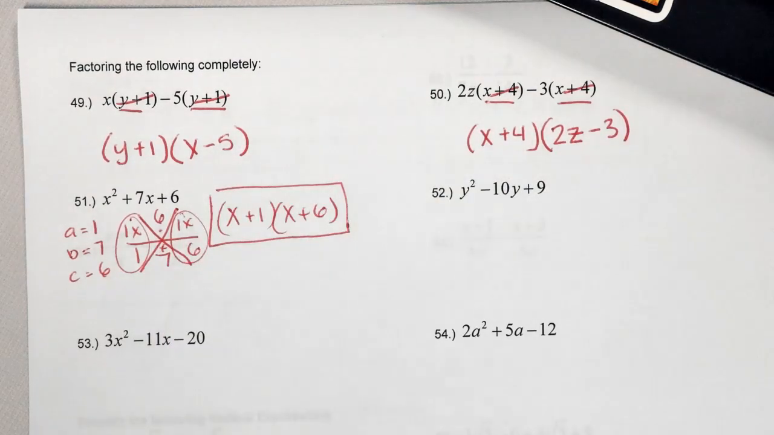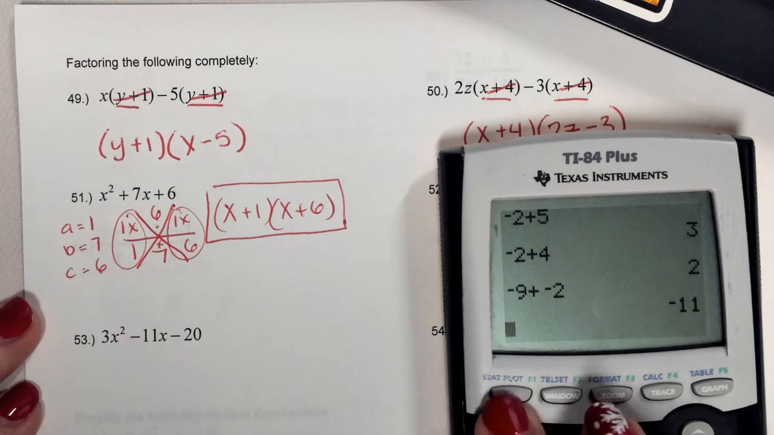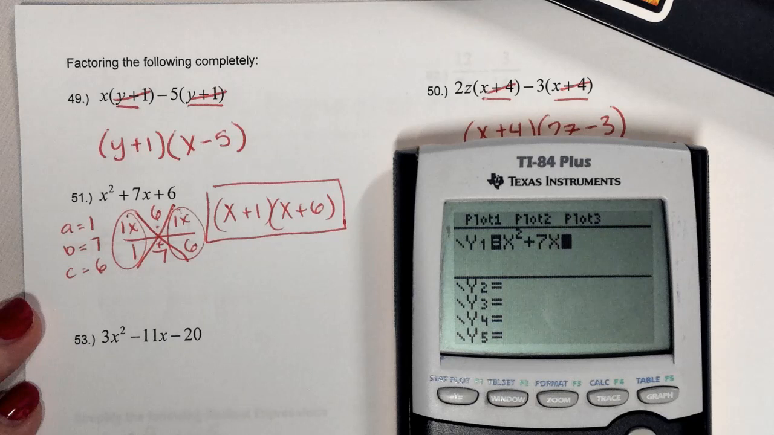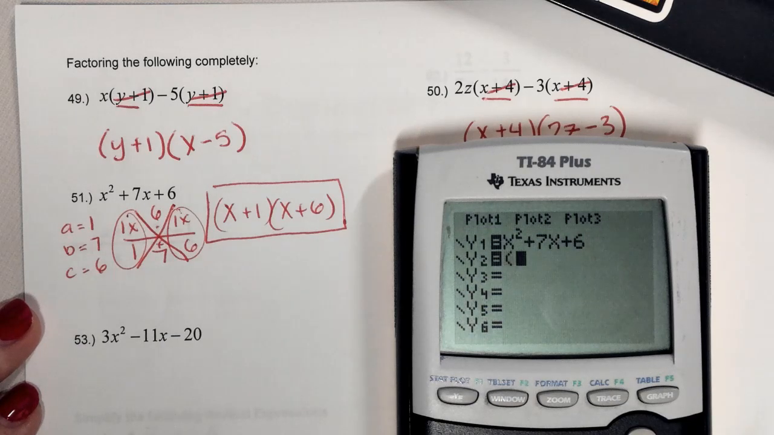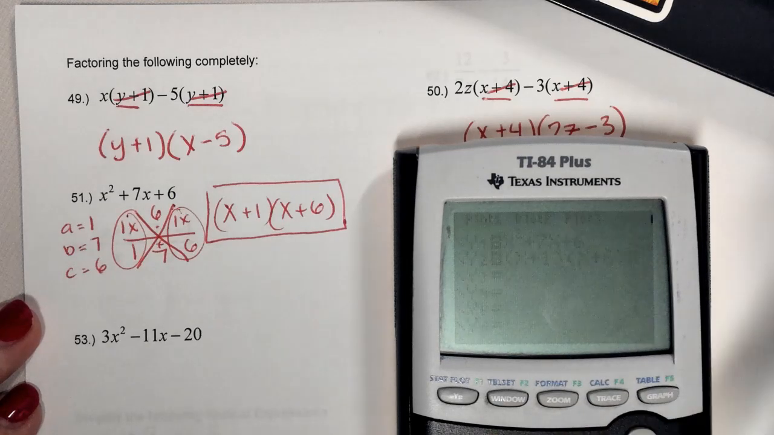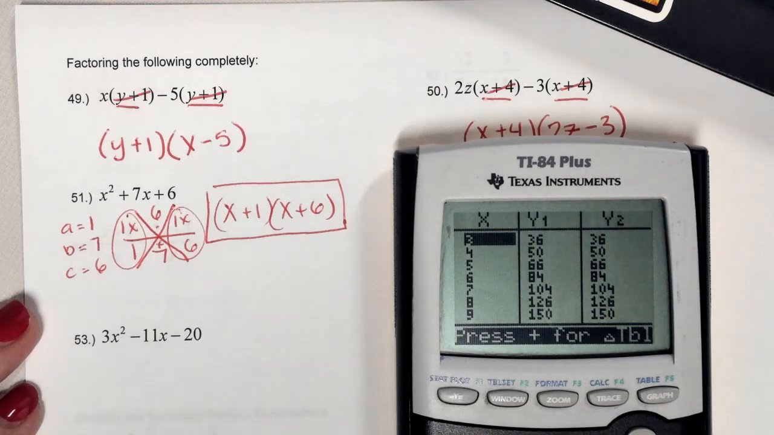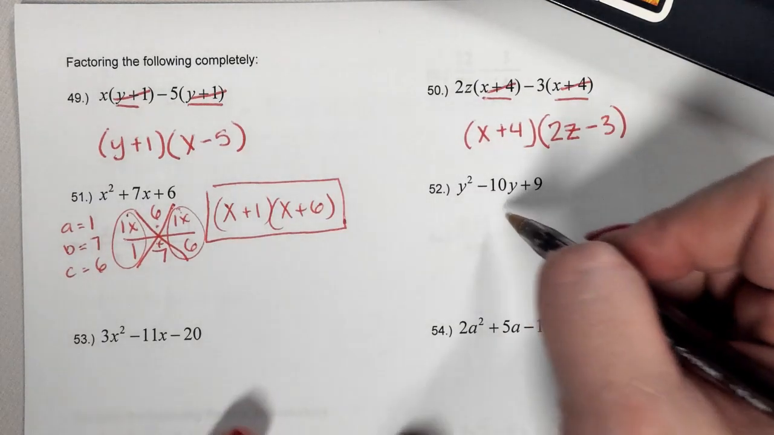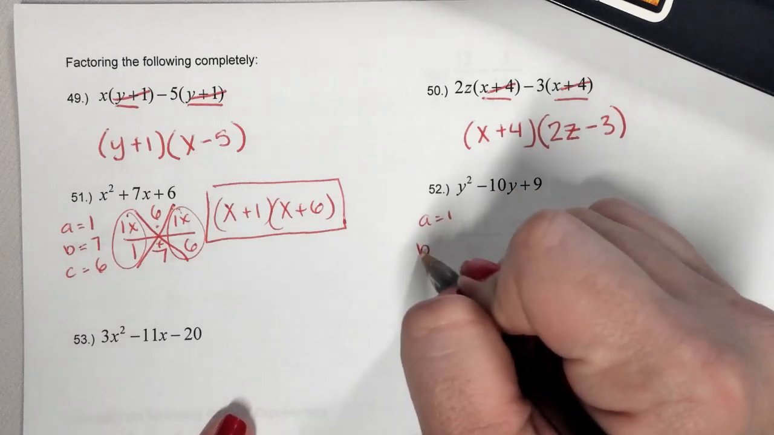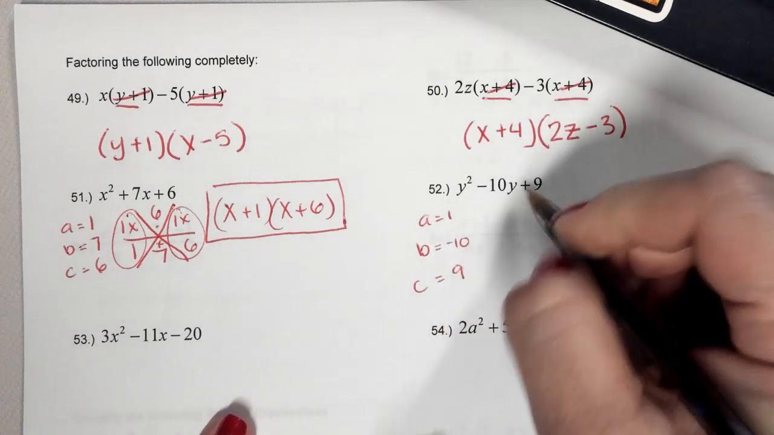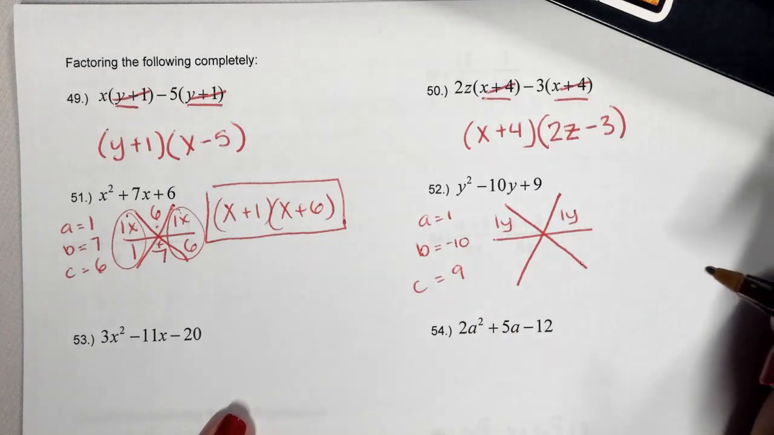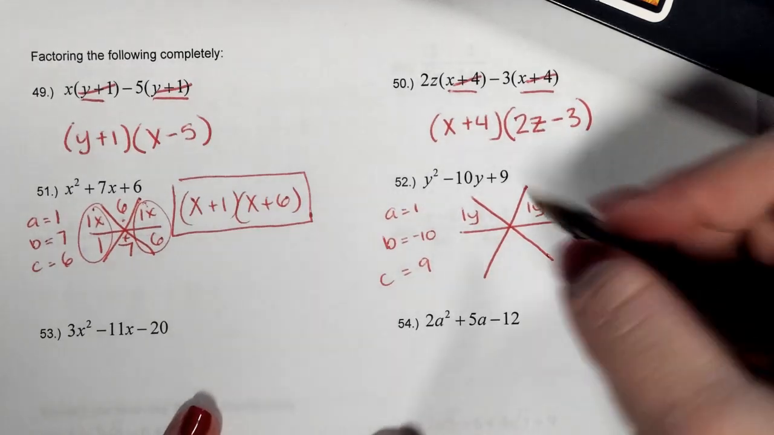You can check these in your calculator. Same with number 49 and 50. By typing what was given to you in Y1 and what you came up with in Y2. Go to your table, and if it all matches, then you did it correctly. So you can check all of these that way as long as there's no more than one letter. Same concept here. If you write x instead of y, I'm not going to count off.